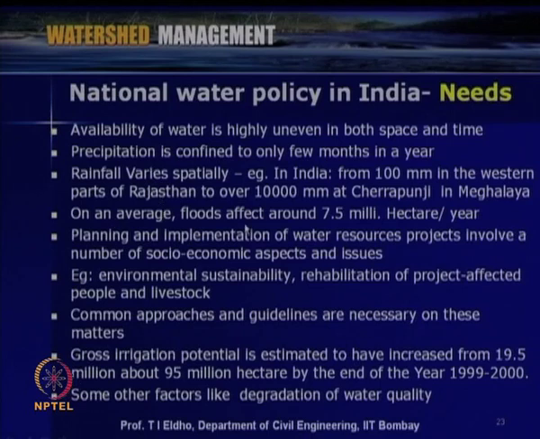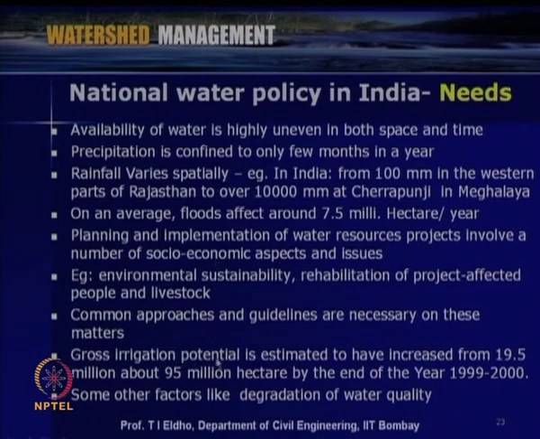And then on average, there are a number of problems like floods and droughts. Floods affect around 7.5 million hectares per year in India. Planning and implementation of water resource projects involve a number of socio-economic aspects and issues. Then of course, the need is for environmental sustainability, then rehabilitation of project affected people and livestock. So whenever huge projects are coming up, environmental issues are major issues, and rehabilitation of the people is also a major issue to be considered.